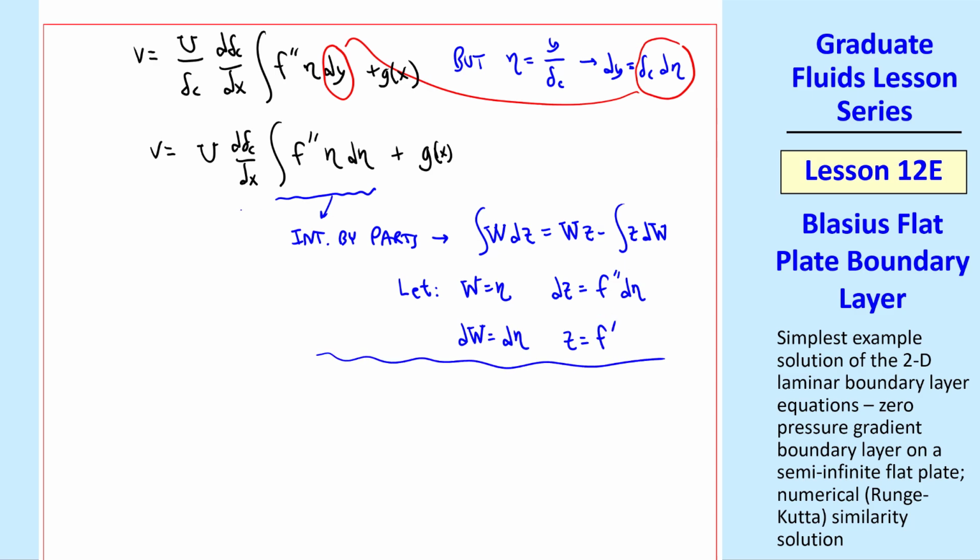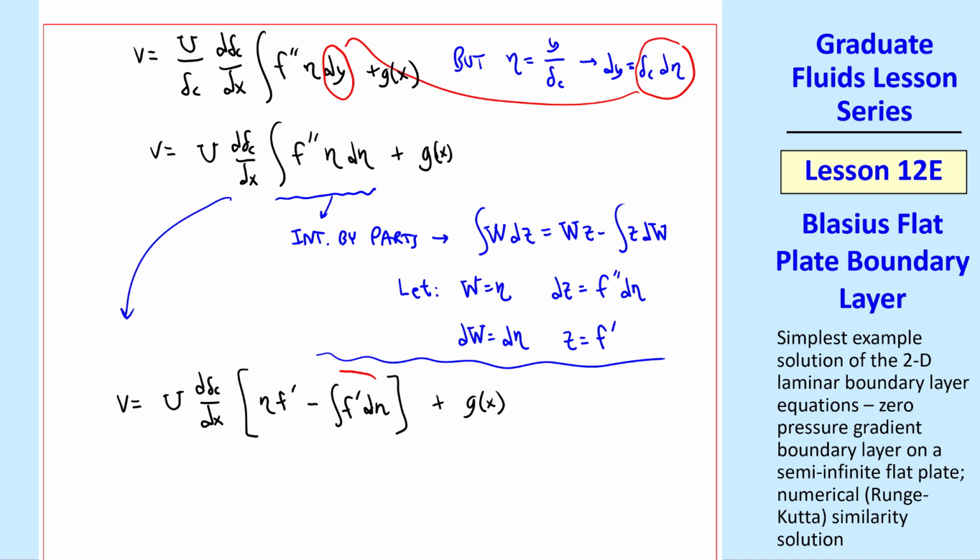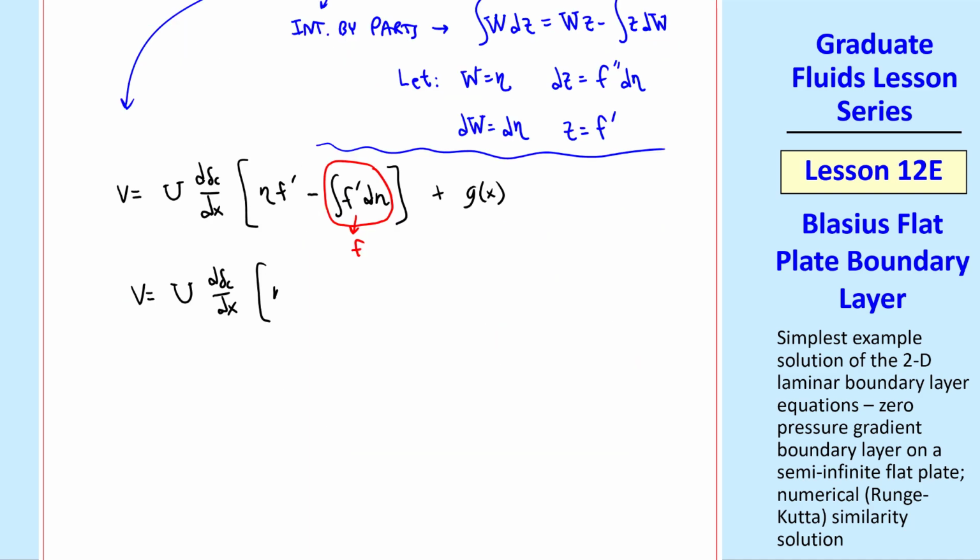Plugging all these in, we get v equals U d delta_c/dx times the quantity [eta f prime minus the integral of z dw, which here is the integral of f prime d eta, plus our g of x]. Well, fortunately, this is a simple integral, which is just f, so the term in brackets simply becomes eta f prime minus f. It turns out that f itself is kind of like a stream function, so it can have any arbitrary value at the wall.